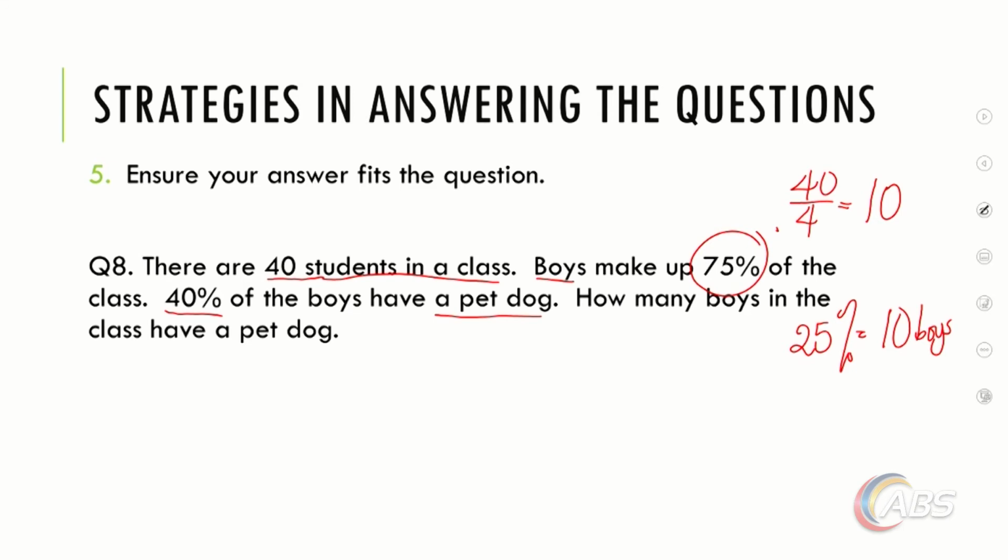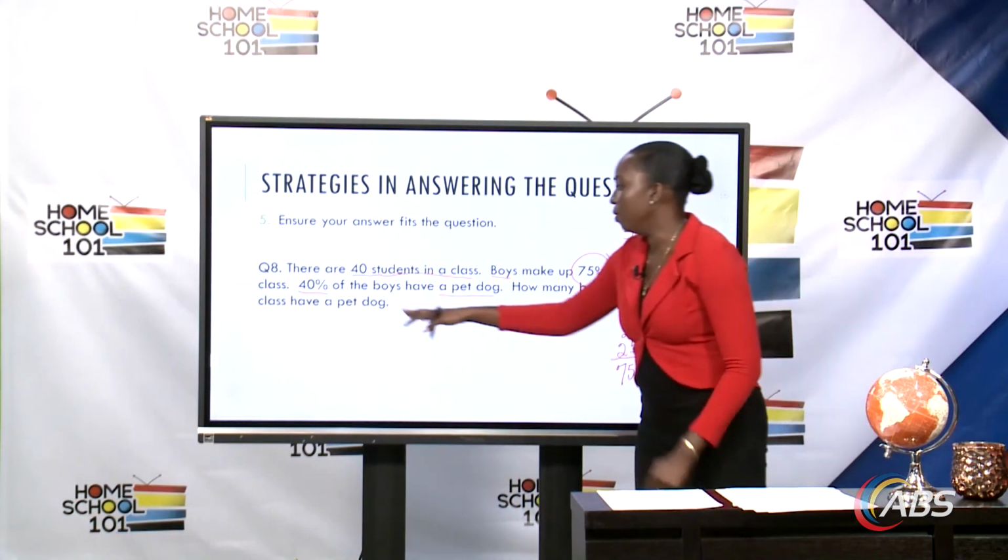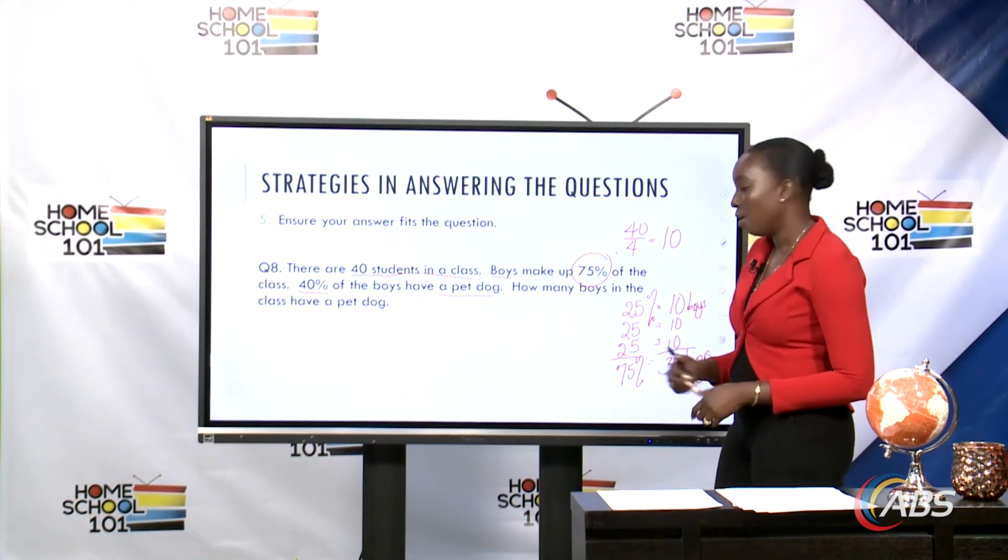We need 2 more. So if we add another 25 and add another 25, we get our 75%, and each of these 25s is 10. And that means 75% is 30. So we have 30 boys in the entire class. 30 boys in a class of 40 students. That's the first part of the question. Now that we know how many boys we have, we need to find 40% of that.